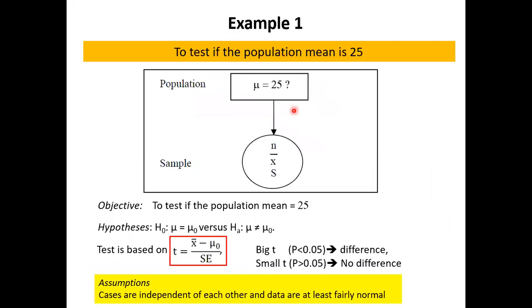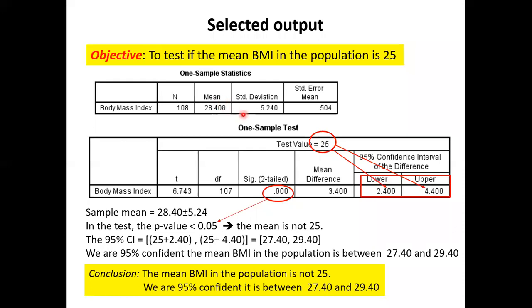So what are these values? We're getting the mean value and the standard deviation, right? At least you know the sample mean and standard deviation. So 28.4 and 25. How much difference? The difference is 3.4. Is it a big difference or small difference?